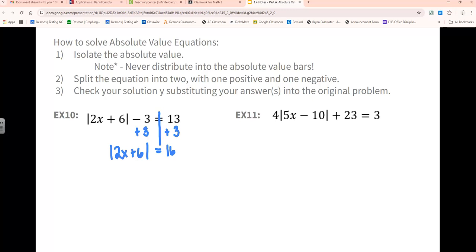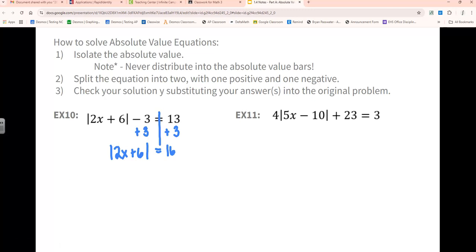Okay, are my absolute value bars by themselves now? Yep, I've got nothing on the outside except for the 16, which is on the other side of the equation. So now I need 2 equations. Let's see. Jose, what's the first equation going to be?